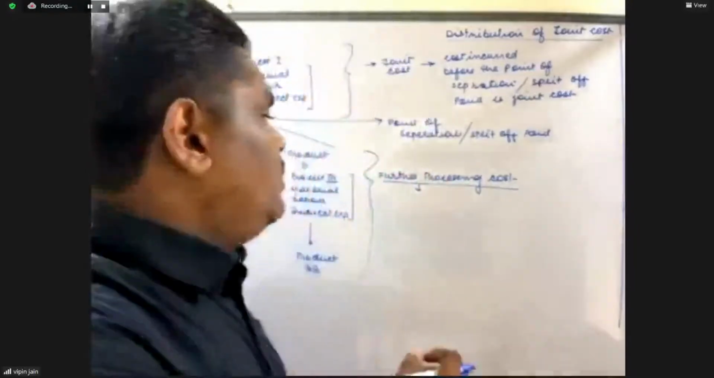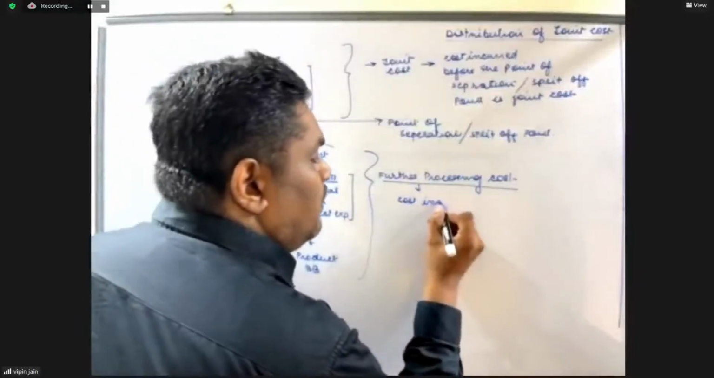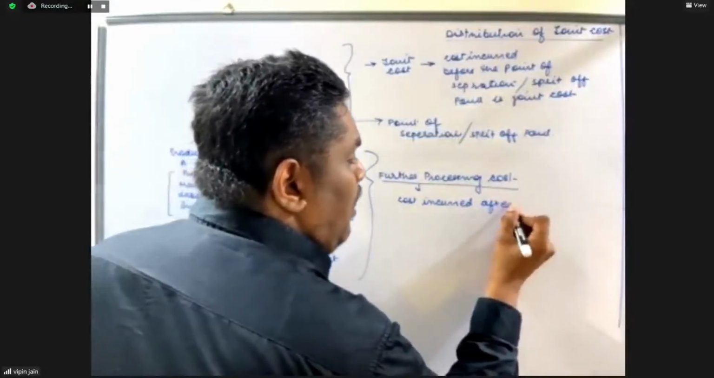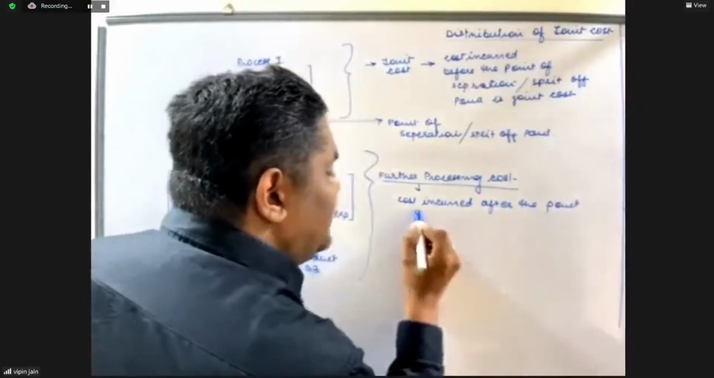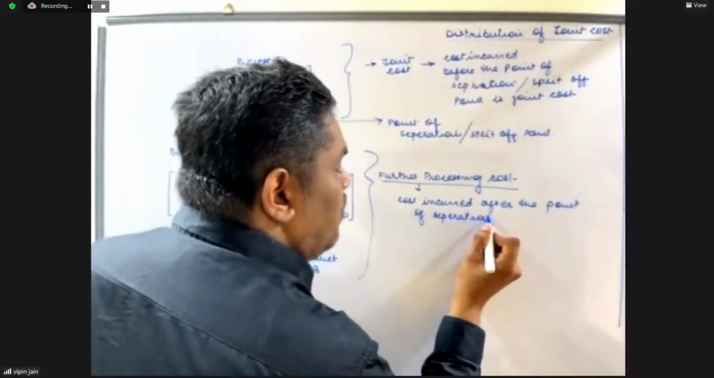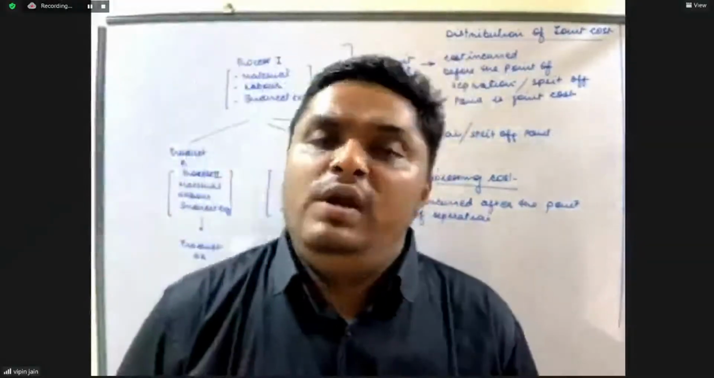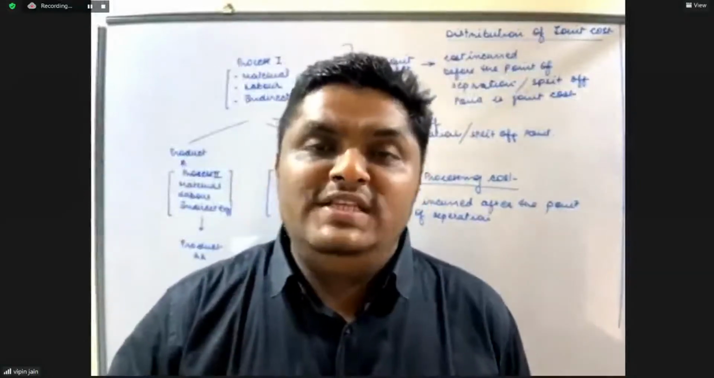So when talking about the further processing cost, it is the cost incurred after the point of separation. The cost incurred after the point of separation is what we call further processing cost. If you have any doubts, please post your query.